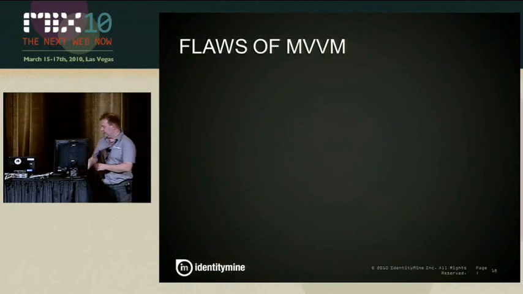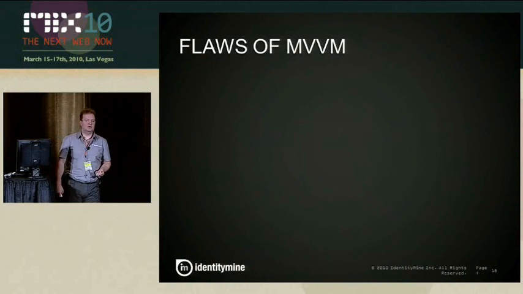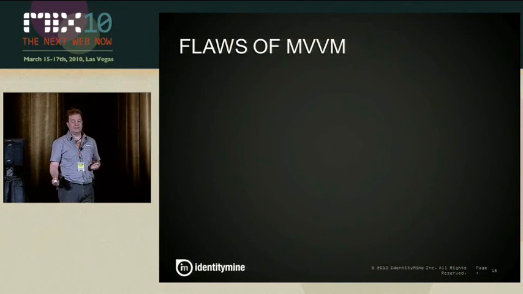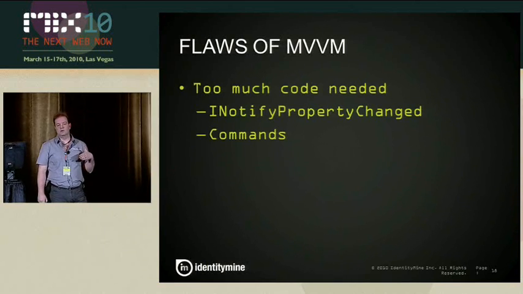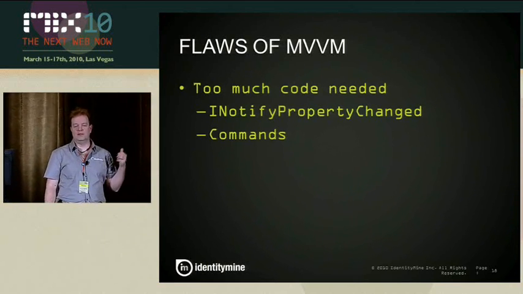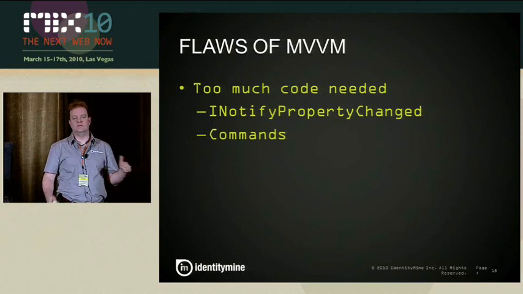So now let's talk a little bit, because we are not living in a perfect world. Let's talk a little bit about the flaws, the problems of MVVM. So the first thing is that you typically need to write a lot of code when you do MVVM. For example, INotifyPropertyChanged implementation is quite verbose, because you cannot use automatic properties. You need to expand your properties.